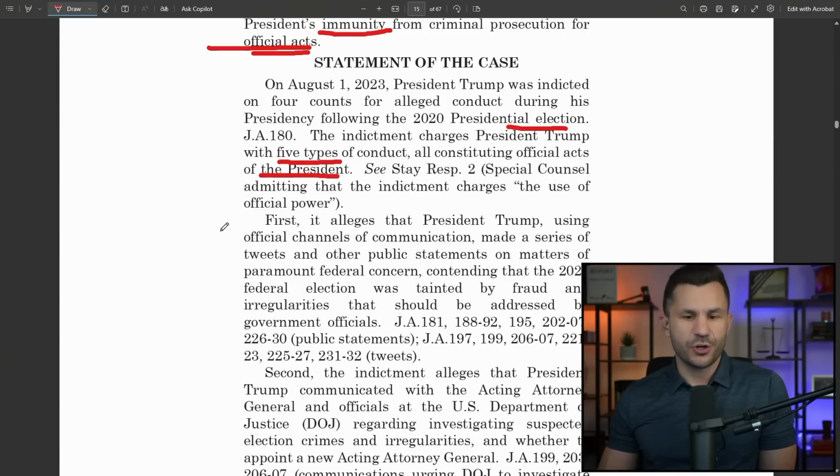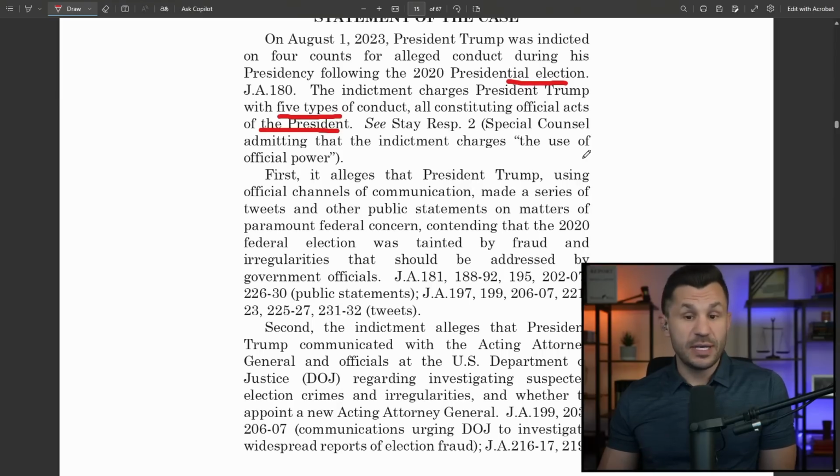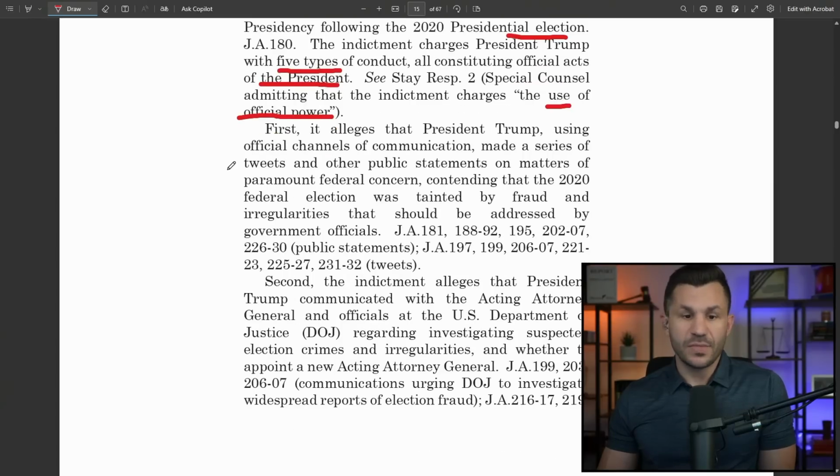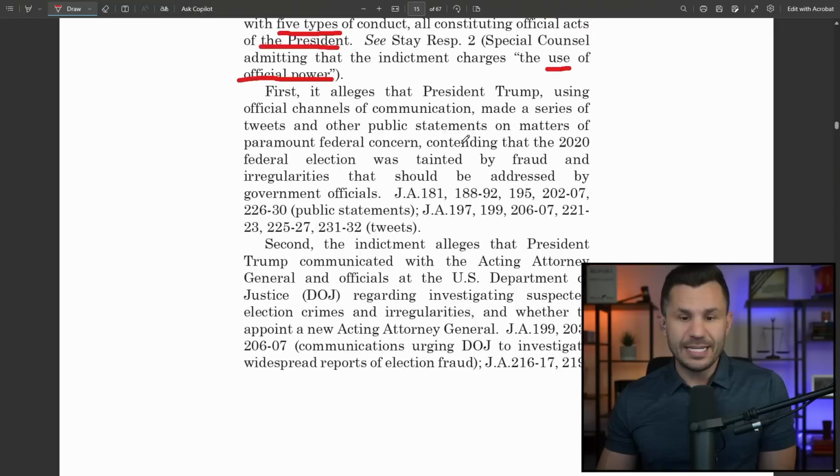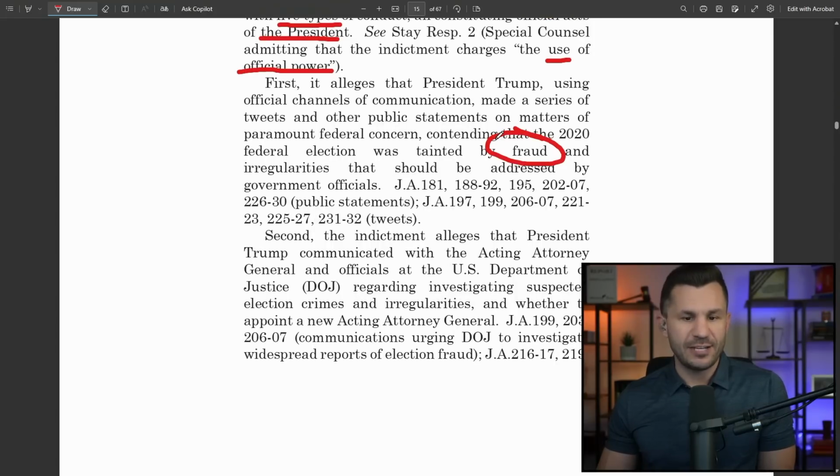So how can he be charged with a crime? Now, even Jack Smith's indictment says in the original indictment, it admits that he used official power. That's the power of the presidency. Now, first, it alleges that President Trump, using official channels of communication, made a series of tweets and public statements on matters about the 2020 election. He said that the election was rigged, tainted by fraud, and it should be addressed by government officials. All something you'd expect the president to do.